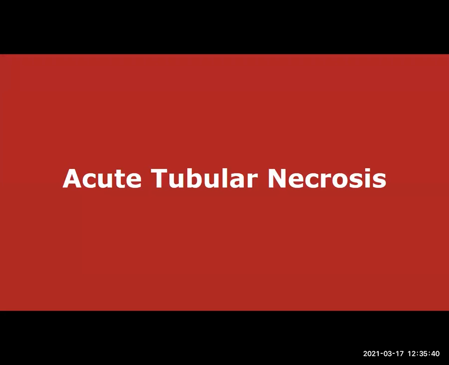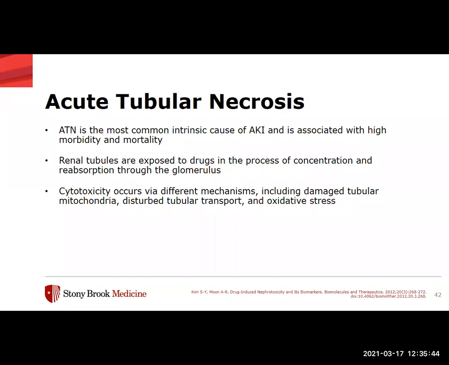So our final mechanism that we'll talk about today is acute tubular necrosis. Acute tubular necrosis is the most common intrinsic cause of AKI and is associated with high morbidity and mortality. It is most commonly observed in hospitalized patients and can occur following ischemia, toxin exposure, or sepsis.